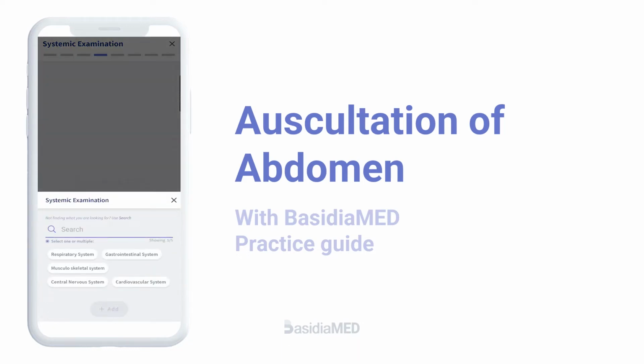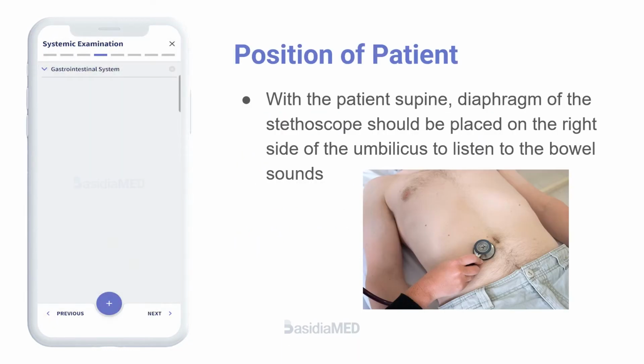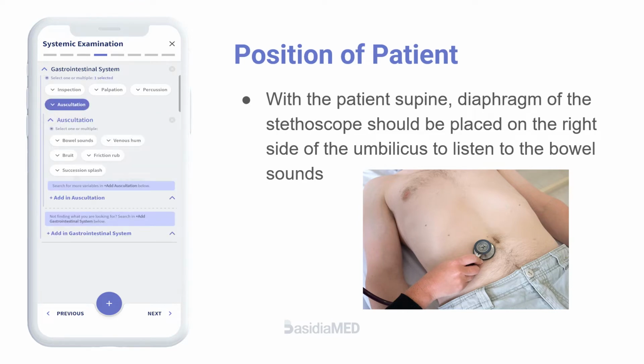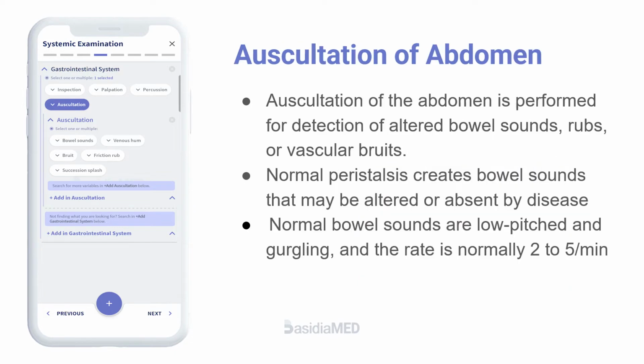Auscultation of abdomen. The last step of the abdominal examination is auscultation with a stethoscope. With the patient supine, the diaphragm of the stethoscope should be placed on the right side of the umbilicus to listen to the bowel sounds, and their rate should be calculated after listening for at least 2 minutes. Auscultation of the abdomen is performed for detection of altered bowel sounds, rubs, or vascular bruits.